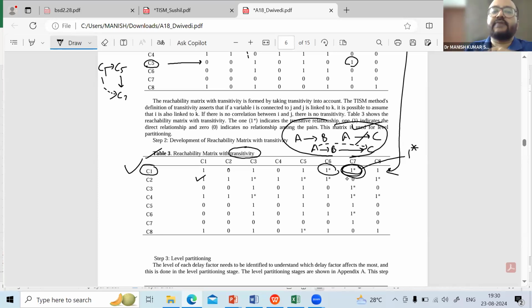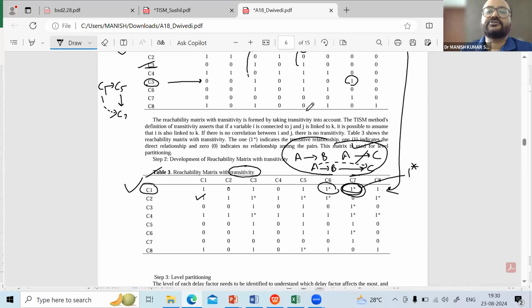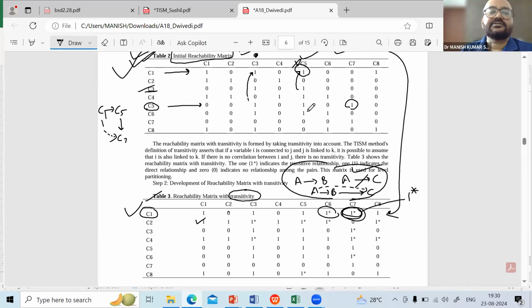Now we'll go to another. I'll give you another example, so that with this methodology you can practice. I'm sure that the recording will be shared with you. So you have to practice and you need to understand. So again, C1 is impacting this. We have already done this.